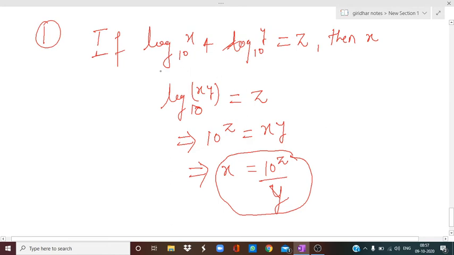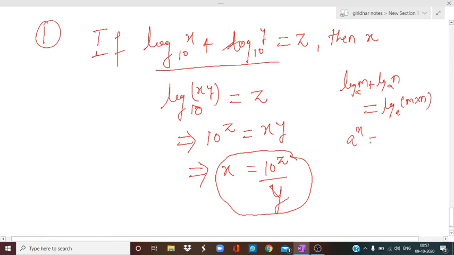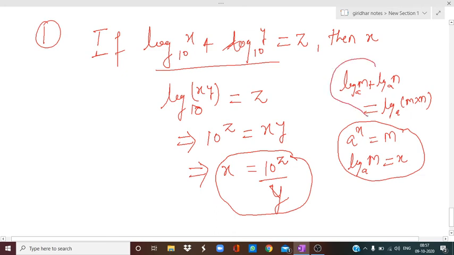First we use the property log m plus log n, log m into n with base 10 equals z, and then we use another property. Log m with base a plus log n with base a is log m into n, and finally a to the power x equals m means log m with base a equals x. With the help of these two properties, we are able to solve such problems.